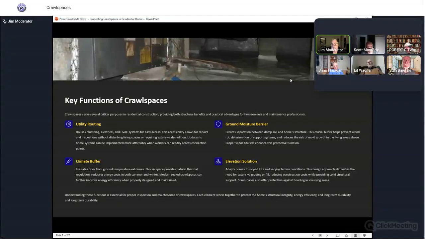Elevation solution. It adapts homes to sloped lots and various terrains. This design approach eliminates the need for extensive grading or fill, reducing construction costs while providing solid structural support. Crawl spaces also offer protection against flooding in low-lying areas.